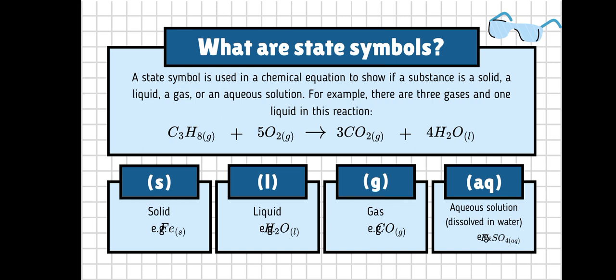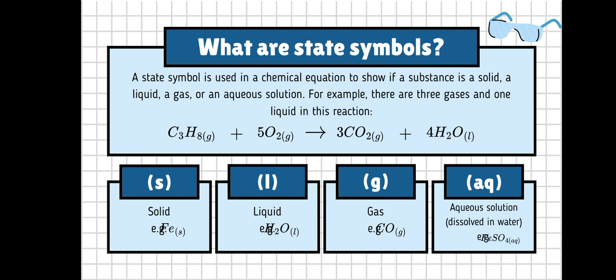Now what are state symbols? State symbols are used in a chemical reaction to show if the substance is a solid, liquid or gas, or in an aqueous solution. There are 3 gases and 1 liquid in this reaction, as you can see that this is a gas, this is also a gas, this is also a gas, and this is a liquid.